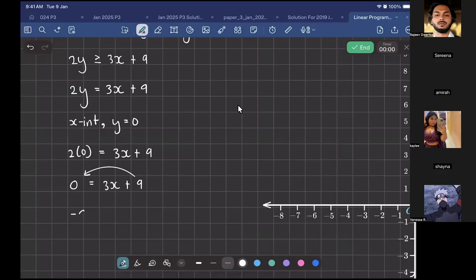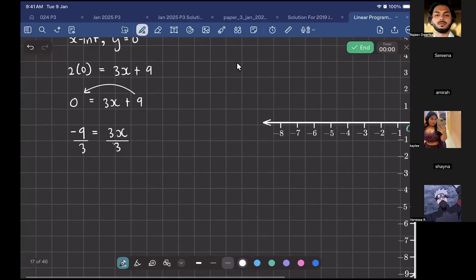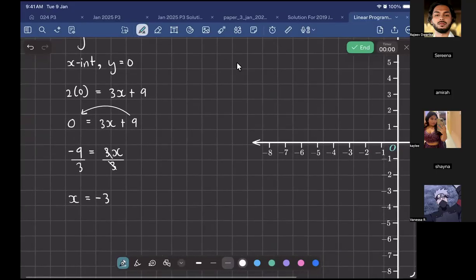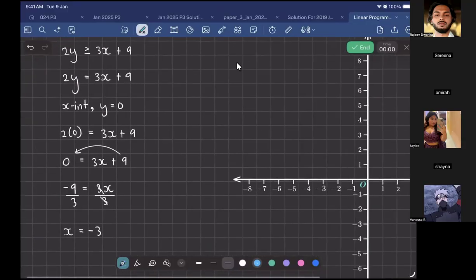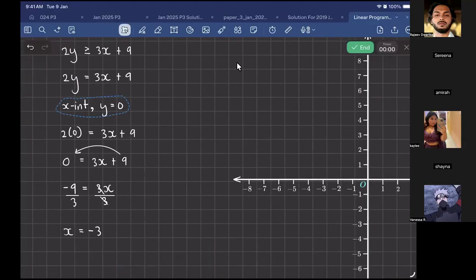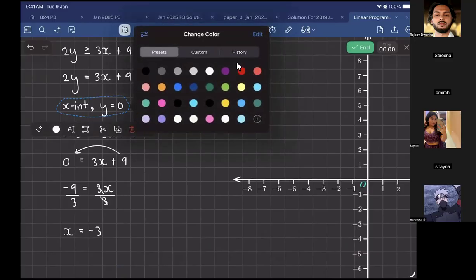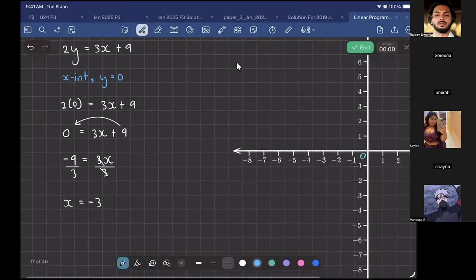If I do that, it's going to turn to minus 9 is equal to 3x. What next? Divide both by 3. Yep, divide both by 3. So x is going to be equal to what? Minus 3. Yep, x is equal to minus 3. So this is where my line is going to cut my what? X-axis. Yep, that's why we call it x-intercept. Right, and if you wanted to write the point for this, so Sienna, if I wanted to write the point for that, what would I write?